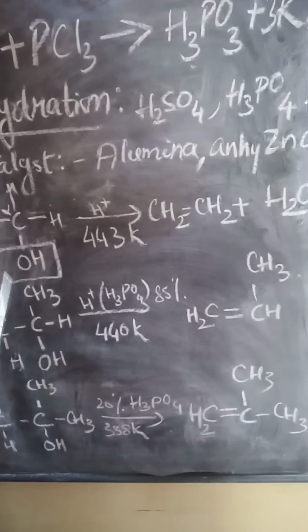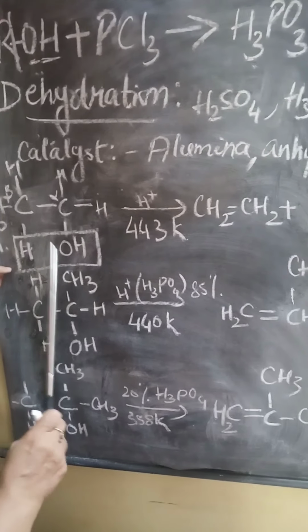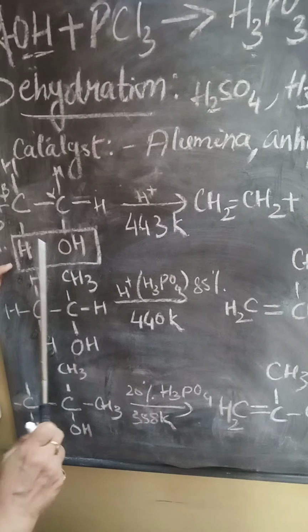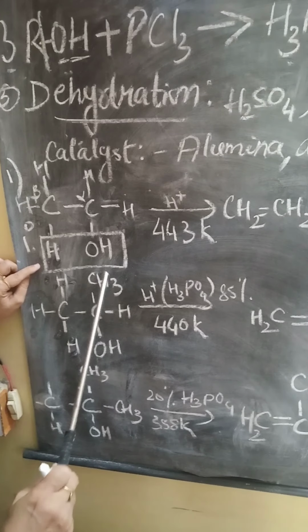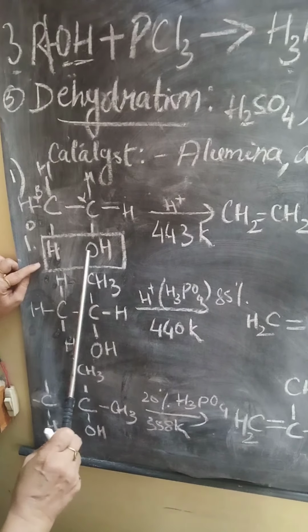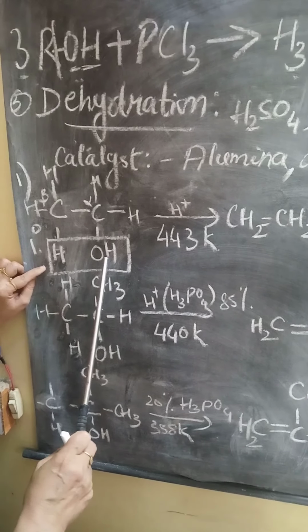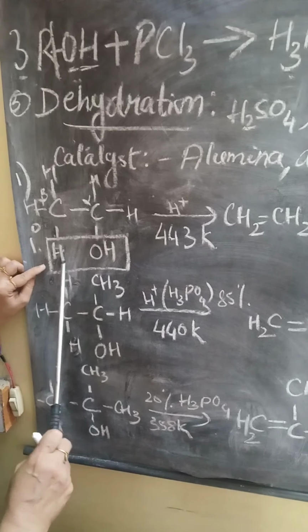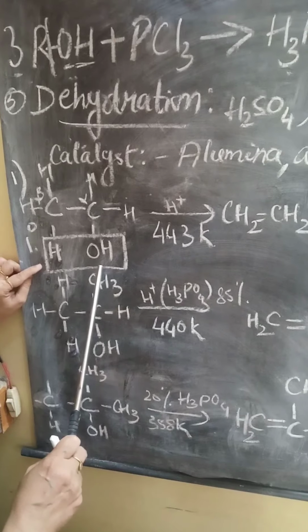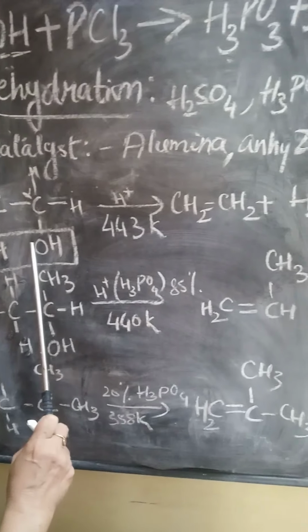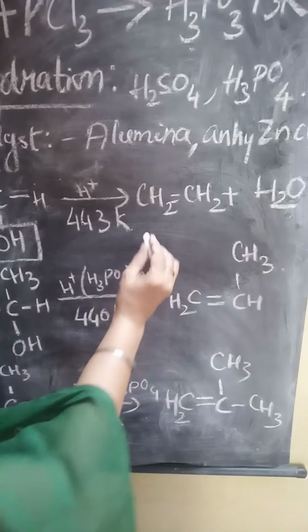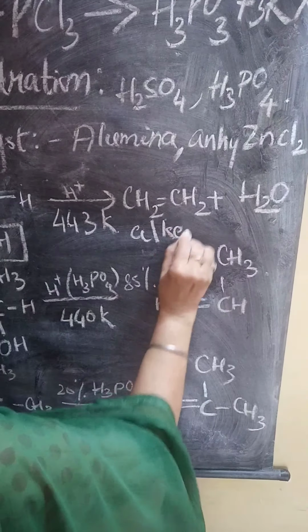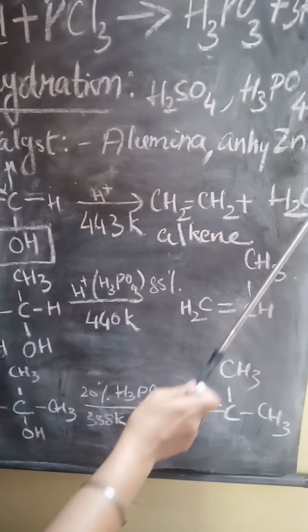This type of reaction you have studied in haloalkanes also, under the name of dehydrohalogenation. Instead of OH, there you were removing X, that is halogen. So here only dehydration is taking place, no halogen is there. Thus it results in the formation of alkene. You will get the final product as alkene and water is removed.